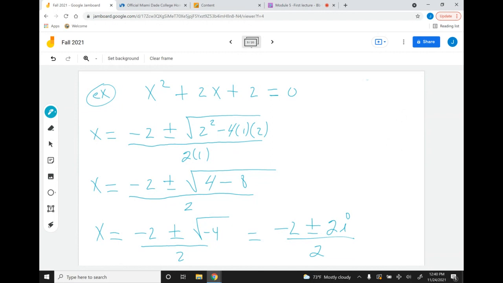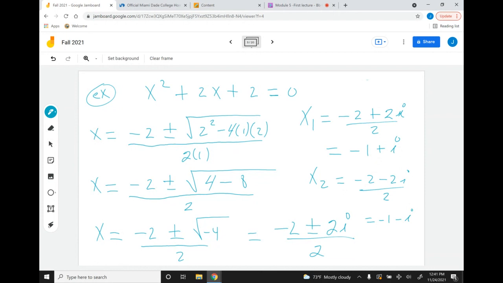All right, so my first answer will be minus 2 plus 2i over 2. You can simplify this, divide everything by 2, and you end up with negative 1 plus i. The other answer would be negative 2 minus 2i over 2. And when you divide everything by 2, your answer would be negative 1 minus i. So you have two answers.